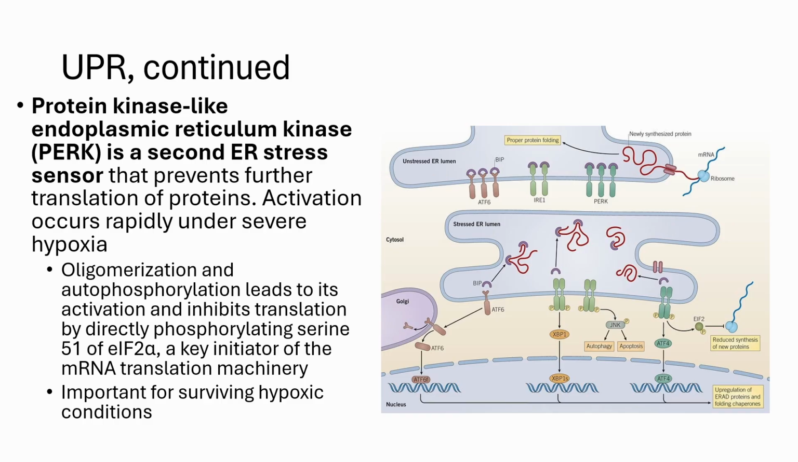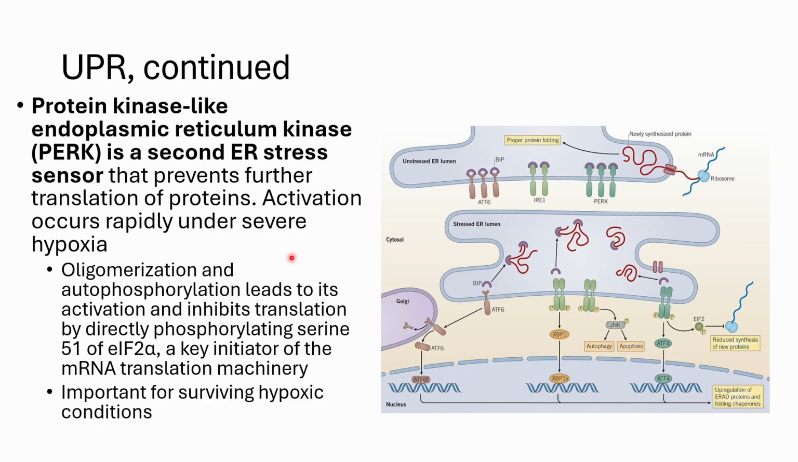A little bit more about this unfolded protein response. We have the protein kinase-like endoplasmic reticulum kinase, or PERK, and this is a second ER stress sensor. If you look at our picture over here, we have PERK, and it's located within the membrane of the endoplasmic reticulum.